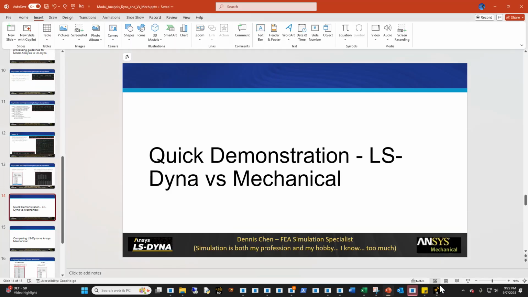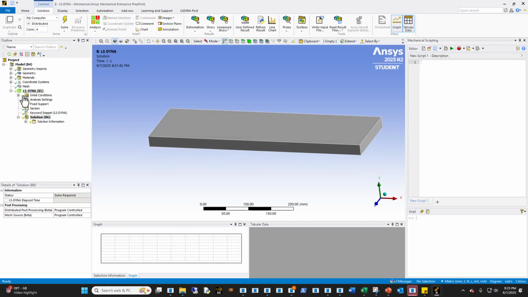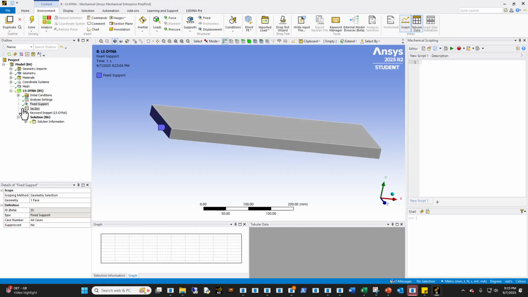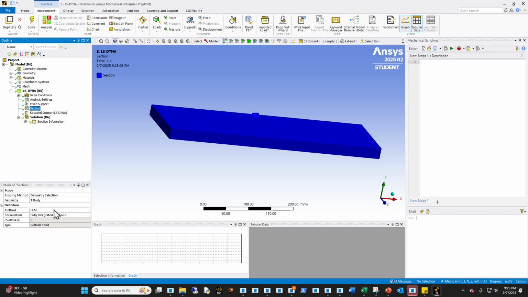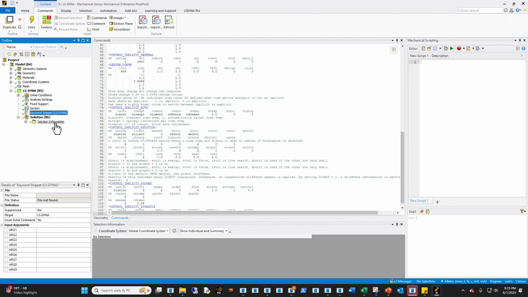Okay, now inside LS-Dyna, it's basically exactly the same model, right? I have everything else the same. I have my fixed support on one end. I'm making sure my element formulation is 2 for a brick element, like you see here. It's a linear brick element that I'm using.